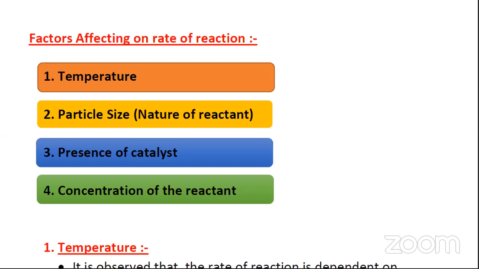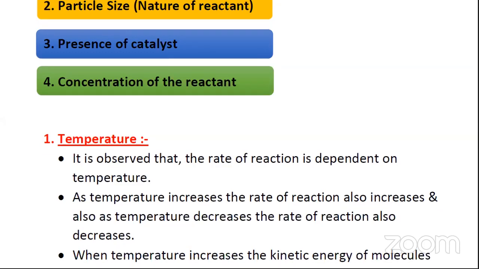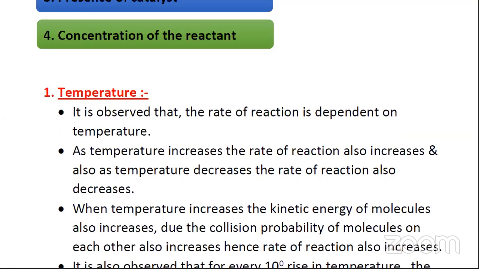What is the rate of reaction? It is the rate of change of concentration of product or reactant per unit time. The rate of change of concentration of reactant or product per unit time is called the rate of reaction. So how does temperature affect the rate of reaction? When temperature increases, the rate of reaction also increases. So if you increase the temperature, the rate of reaction increases. If you decrease the temperature, the rate of reaction also decreases.